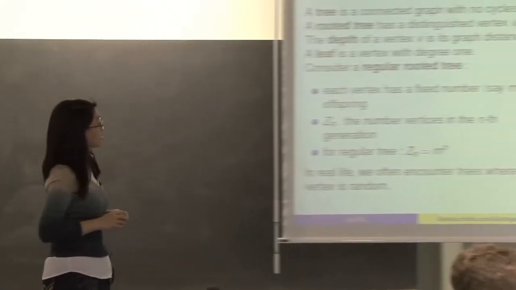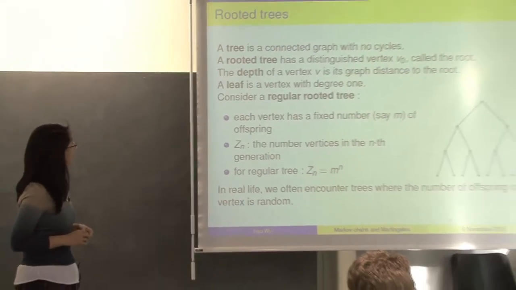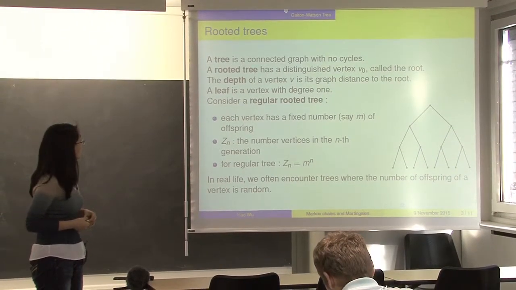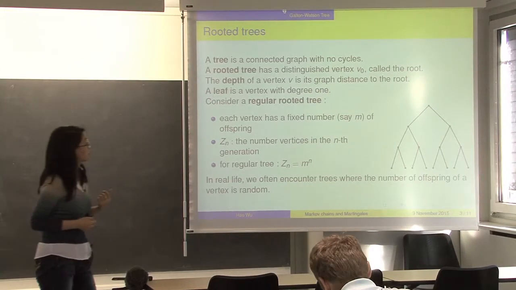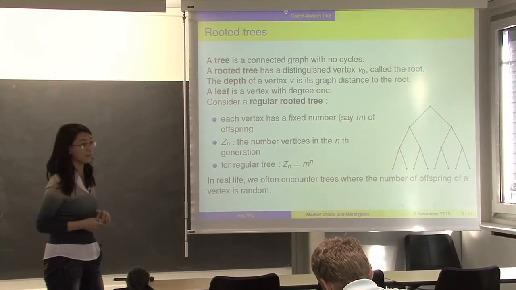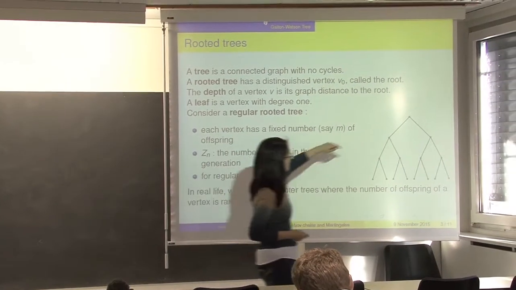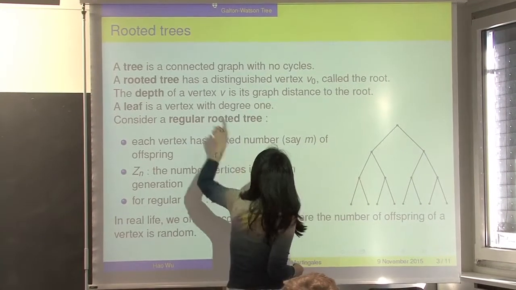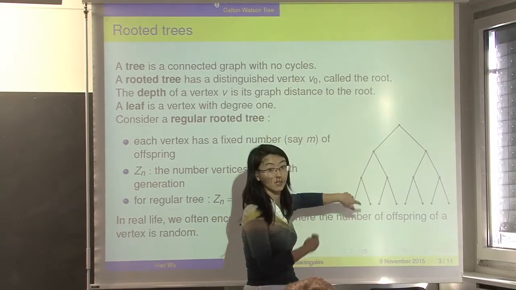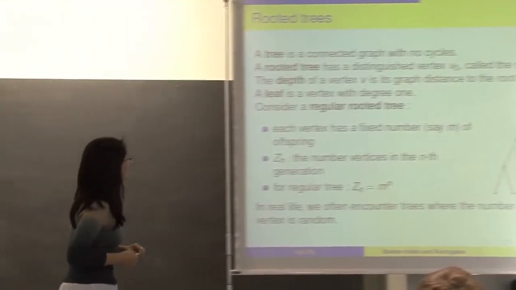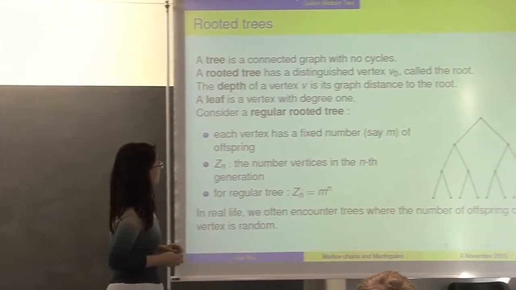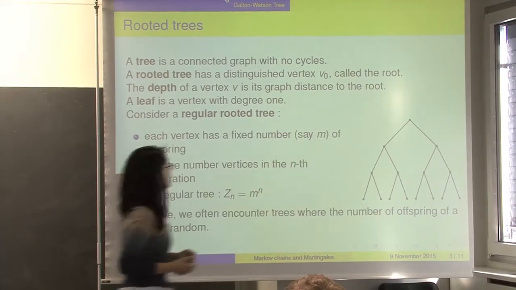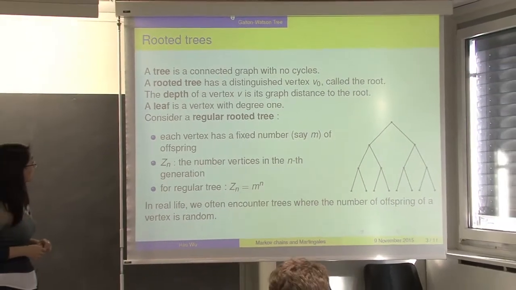So Galton-Watson tree, we start with what is a tree? A tree is a connected graph with no cycles, and a rooted tree has a distinguished vertex. We call it the root. The depth of a vertex is the graph distance from this vertex to the root. So if this is the root, this is the first generation, second generation, and third generation. So the depth of a vertex is just the number of which generation it is in. And a leaf is a vertex that has only degree 1. So this corresponds to these endpoints. They are the leaves.